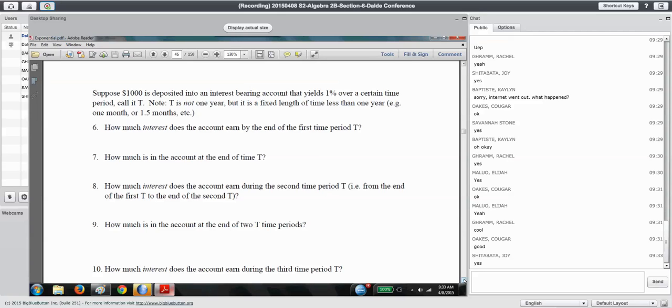Suppose $1,000 is deposited into an interest-bearing account that yields 1% over a certain time period called T. T is not 1 year, but a fixed time length, for example 1.5 months or 1 month. So instead of accruing 5% interest over 1 year, let's say I accrue 1% interest 5 times a year. Does that make sense to you? You guys see where I'm coming at with this?